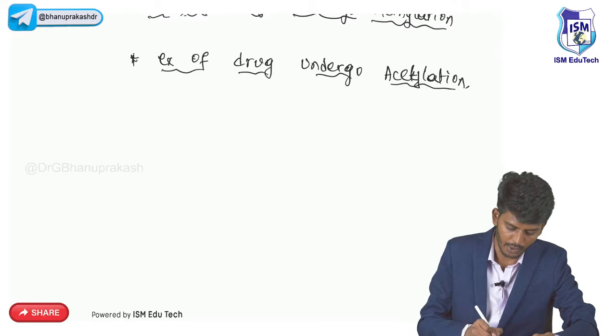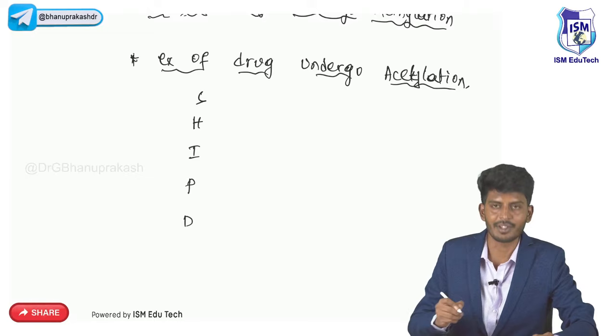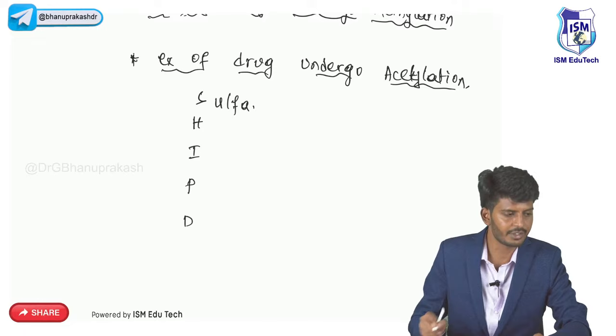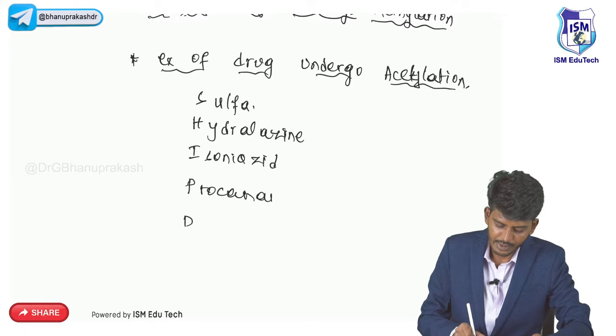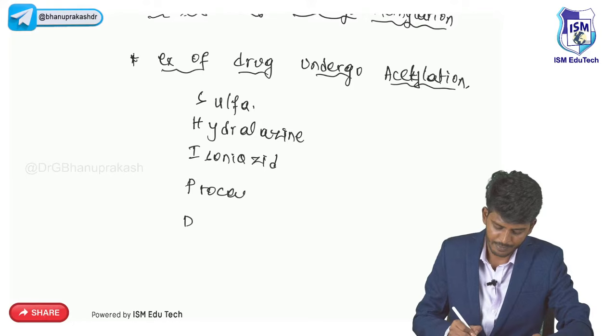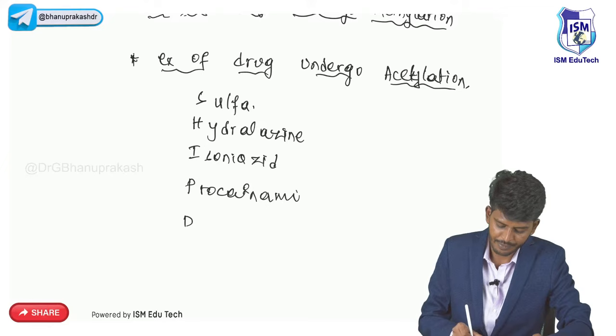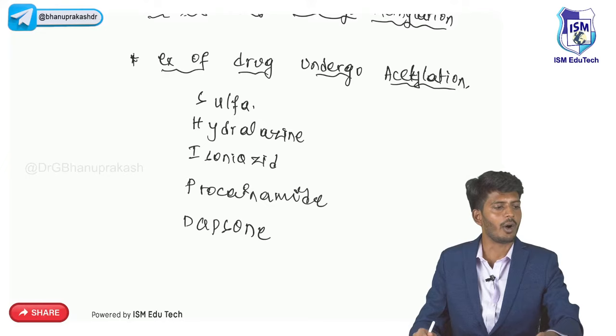What are those? They are your SHIP drugs. What is SHIP? This is a standard mnemonic we use. S for sulfur drugs. H for hydralazine. I for isoniazid. P for procainamide. Then D for dapsone. Now please understand: hydralazine, isoniazid, procainamide, and dapsone.